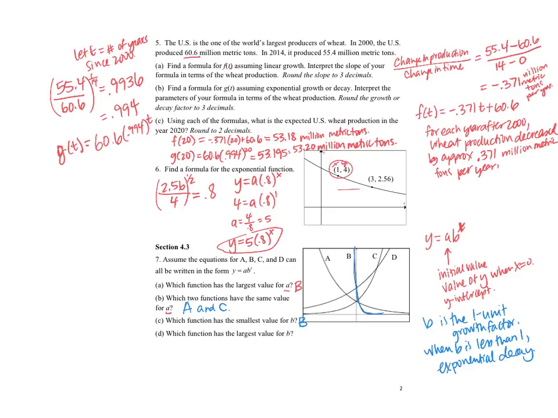And which function has the largest value for b? That would be when the growth factor is the greatest. So what I'm going to look for is the function that is growing at the fastest rate. And so I can see here that if I look at functions c and d, they're both exponential growth. But if I look at which one is growing at a faster rate, I can see function c is growing at a faster rate than function d. And so the answer for D is C here, because function C is growing at a faster rate than function D.